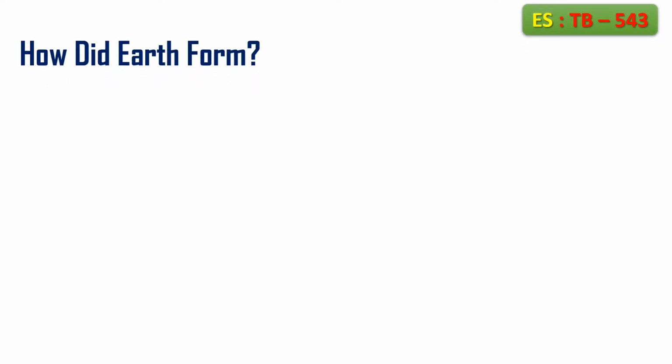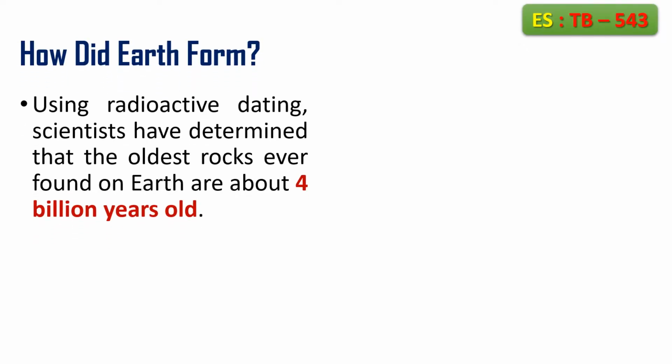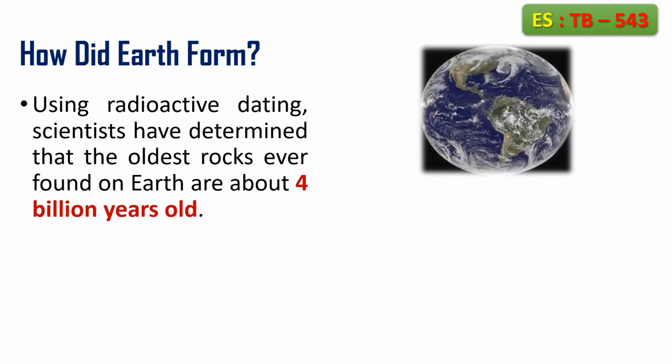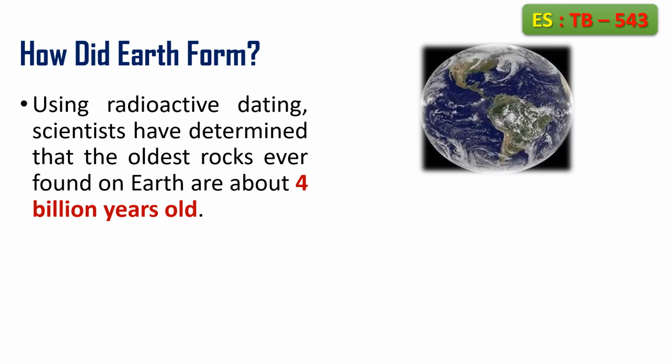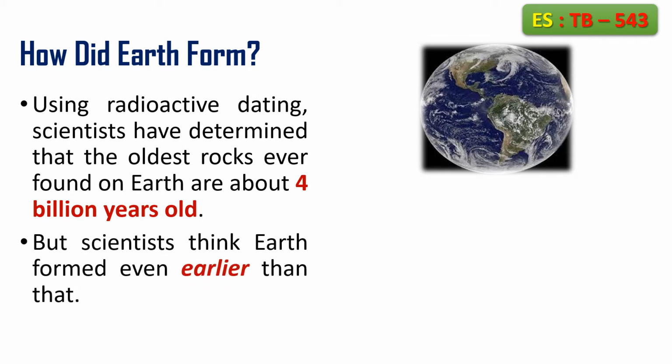How did Earth form? Using radioactive dating, scientists have determined that the oldest rocks ever found on Earth are about 4 billion years old. But scientists think Earth formed even earlier than that.